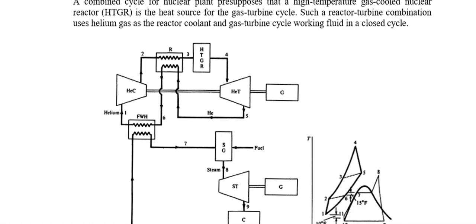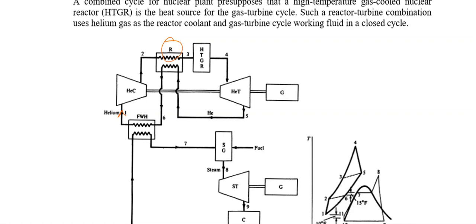So at the start, what would happen is the helium would be fed into the helium compressor. The pressure of the helium would be increased from 1 to 2. It will then be fed into the regenerator where it would be preheated. Helium would be preheated, and the reason for preheating helium is that it avoids some thermal shock to the HTGR.